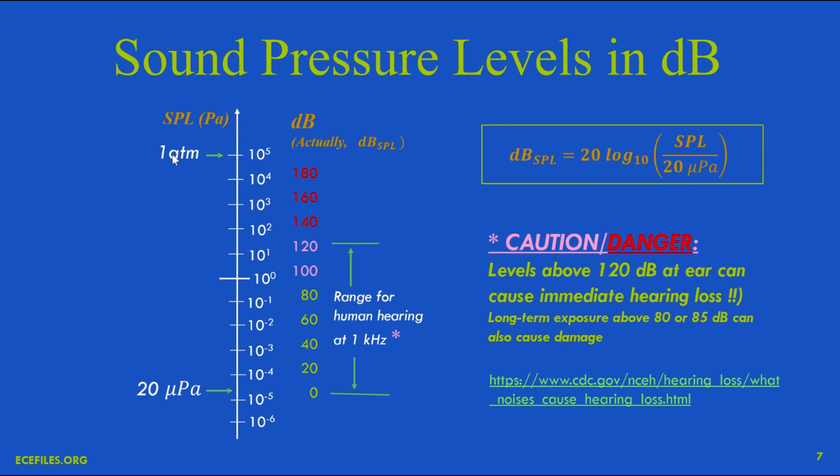Air pressure level on Earth is 1 atmosphere, so that's 100,000 pascals. That would create deafness immediately, of course. In fact, these numbers will here as well. But this is the loudest so-called sound possible. But again, the point is the human perception system is capable of looking at sound levels over a huge range, orders of magnitude. And that's why we use dB.